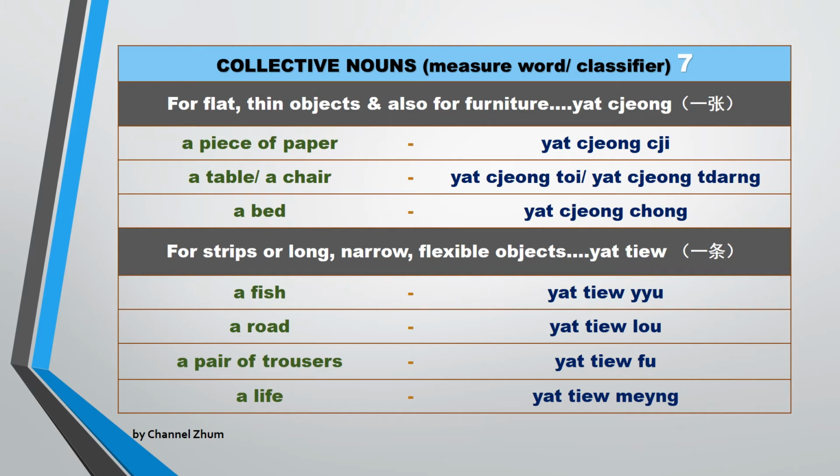For strips, or long, narrow, flexible objects, 一條. A fish, 一條魚. A road, 一條路. A pair of trousers, 一條褲. A life, 一條命.